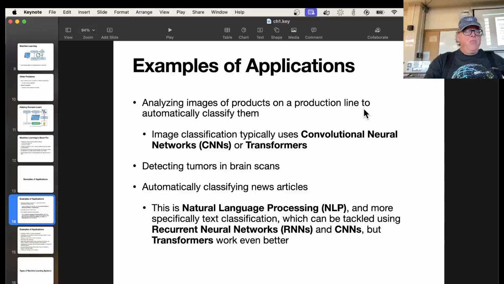You can analyze products on a production line to classify them. If you have two different products available, you can do image classification, use these kind of things. You can detect tumors in brain scans. And AI models are now better than doctors at reading MRIs. You can classify news articles. Like I said, you can read them and classify them into categories. This is natural language processing. Now, it doesn't do it by understanding what the words mean. It just does it by finding mathematical patterns in the words.